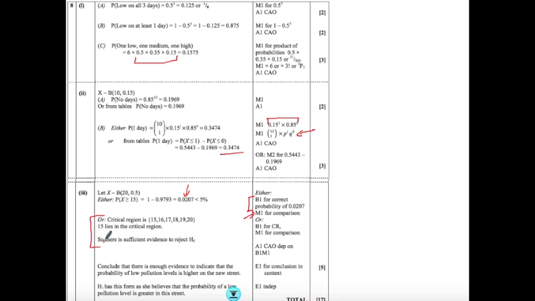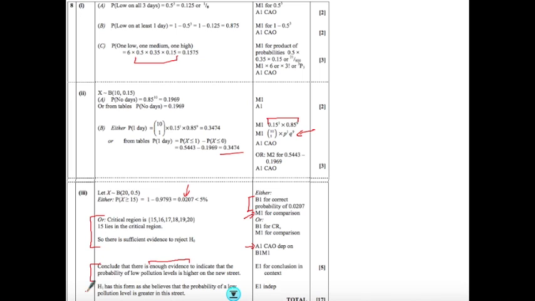Right, so we need to say somewhere that there is sufficient evidence to reject H0, and that gets us an answer mark. And that relies on you getting both those method marks before. And then a mark for conclusion in context, what that means is something relating it back to the actual problem. So conclude there is enough evidence to indicate that the probability of low pollution levels is higher on the new street. And you need to talk about the evidence, or enough evidence, or sufficient evidence. And you don't make any really bold claims like the pollution level is definitely lower, but there is enough evidence to show it.